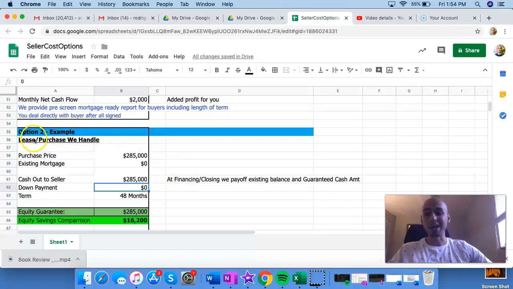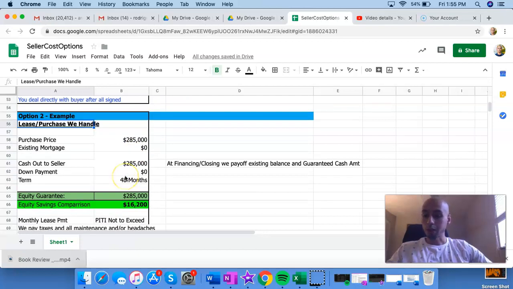But keep in mind, I don't do this option myself. What I would do is I'd refer this over to an investor friend who specializes in these, who wants to build his portfolio, and he'll pay me a referral fee for it. So that's what I would do in this scenario. But you can see here, the terms aren't as favorable, you know?